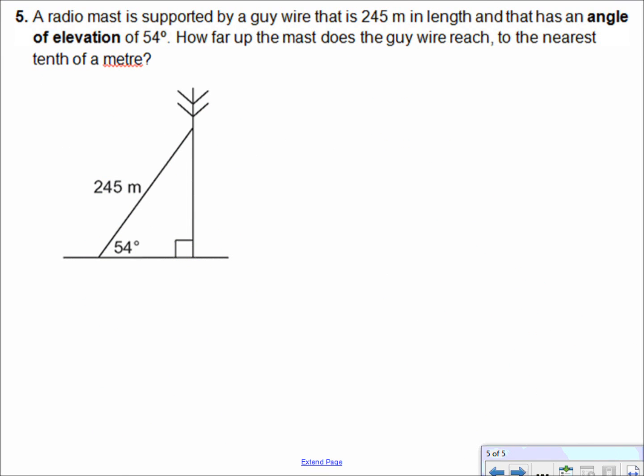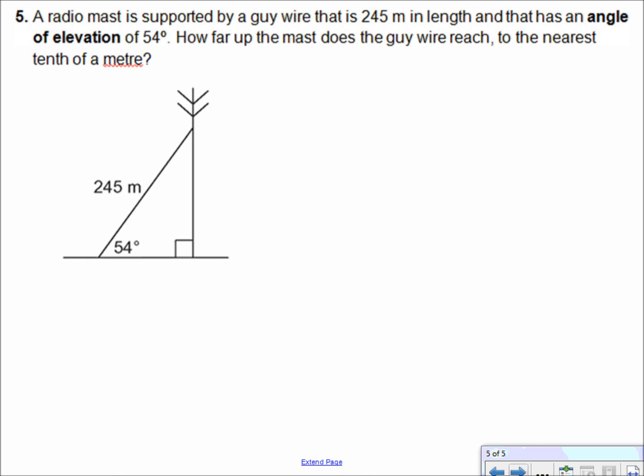Okay, so a radio mast is supported by a guide wire that is 245 meters in length and has an angle of elevation. Angle of elevation means if I'm standing here and I'm looking up at something, that's my angle of elevation. If I was standing up on this table looking down, that would be my angle of depression, okay? So 54 degrees. How far up the mast does the wire reach to the nearest tenth of a meter?